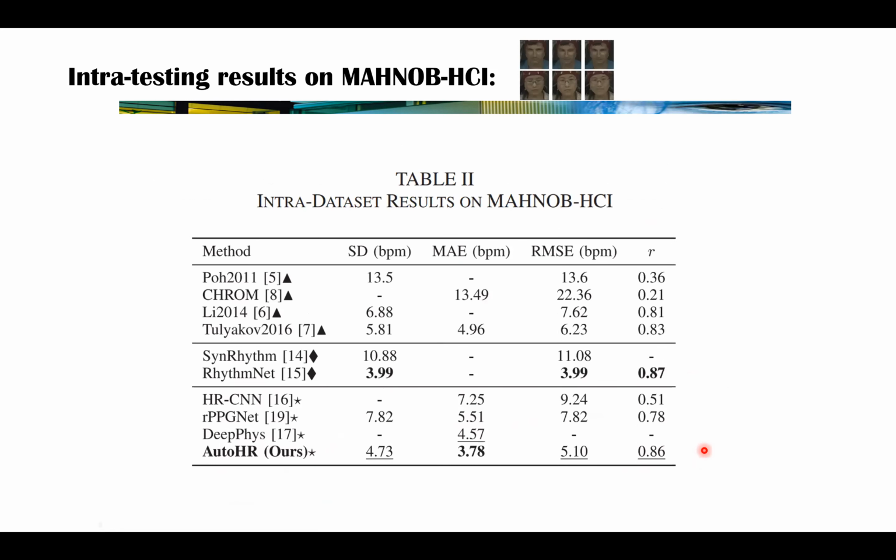We also conducted experiments on MAHNOB-HCI. We visualize some samples like this, and we can also find a similar observation: the non end-to-end methods can outperform the end-to-end methods by a large margin. But our AutoHR is still better than the previous end-to-end methods.